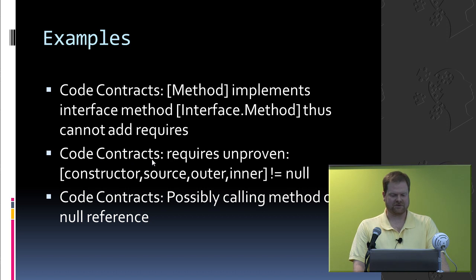So, some of these others, contract requires, it's unproven, and it would throw out different stuff: constructor, source, outer, inner.